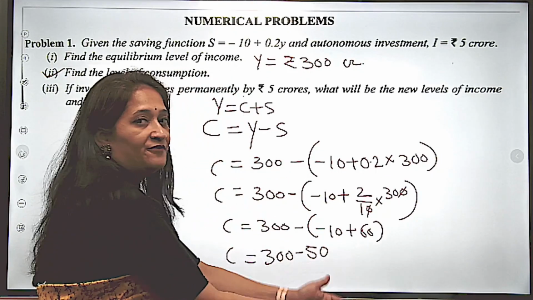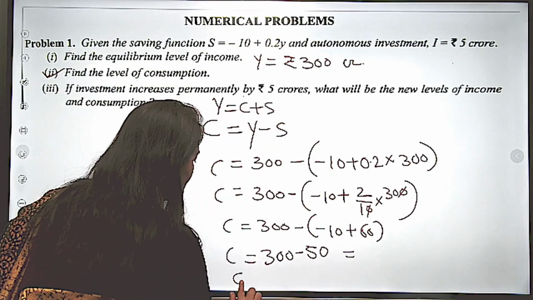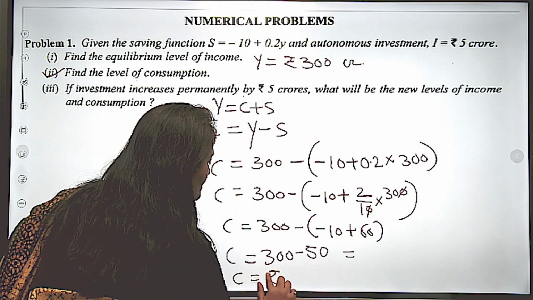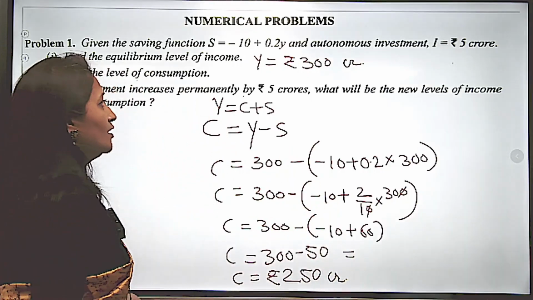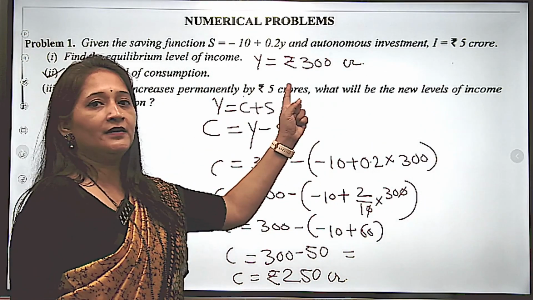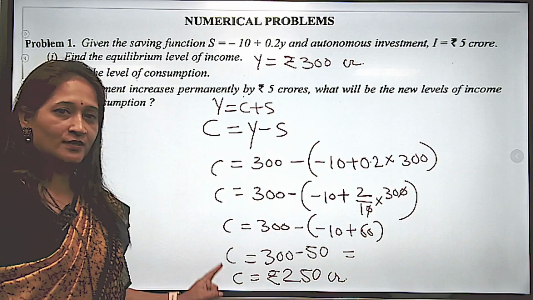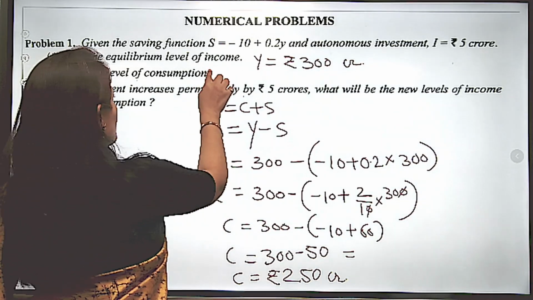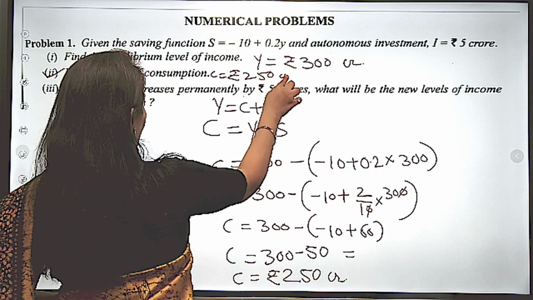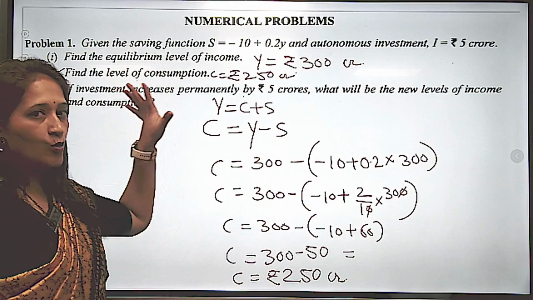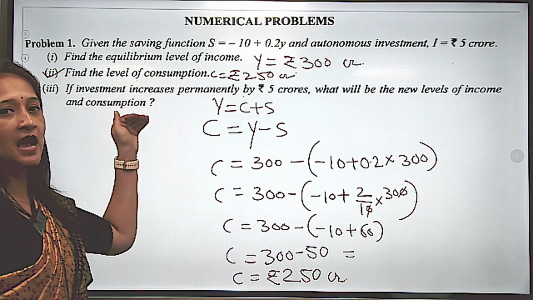When we subtract 50 from 300, simply we get the answer C is equal to rupees 250 crores. So when the equilibrium income of the country is 300, our equilibrium level of consumption is 250 crore. Please note this down. Done? Now we have finished half of the case study. Let's finish the remaining half of the question.